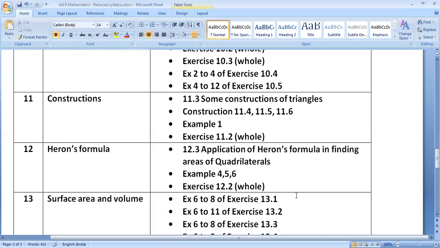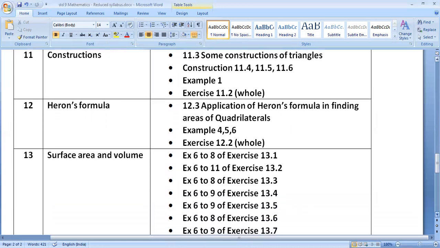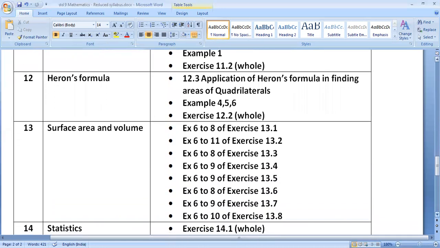So this is all about chapter number 12. Let us go for chapter number 13. This is a more lengthy chapter, because there are so many exercises and so many different formulas. You have to prepare all the formulas from this chapter. It would be useful to you for standard 10 also. Chapter 13, surface areas and volumes.